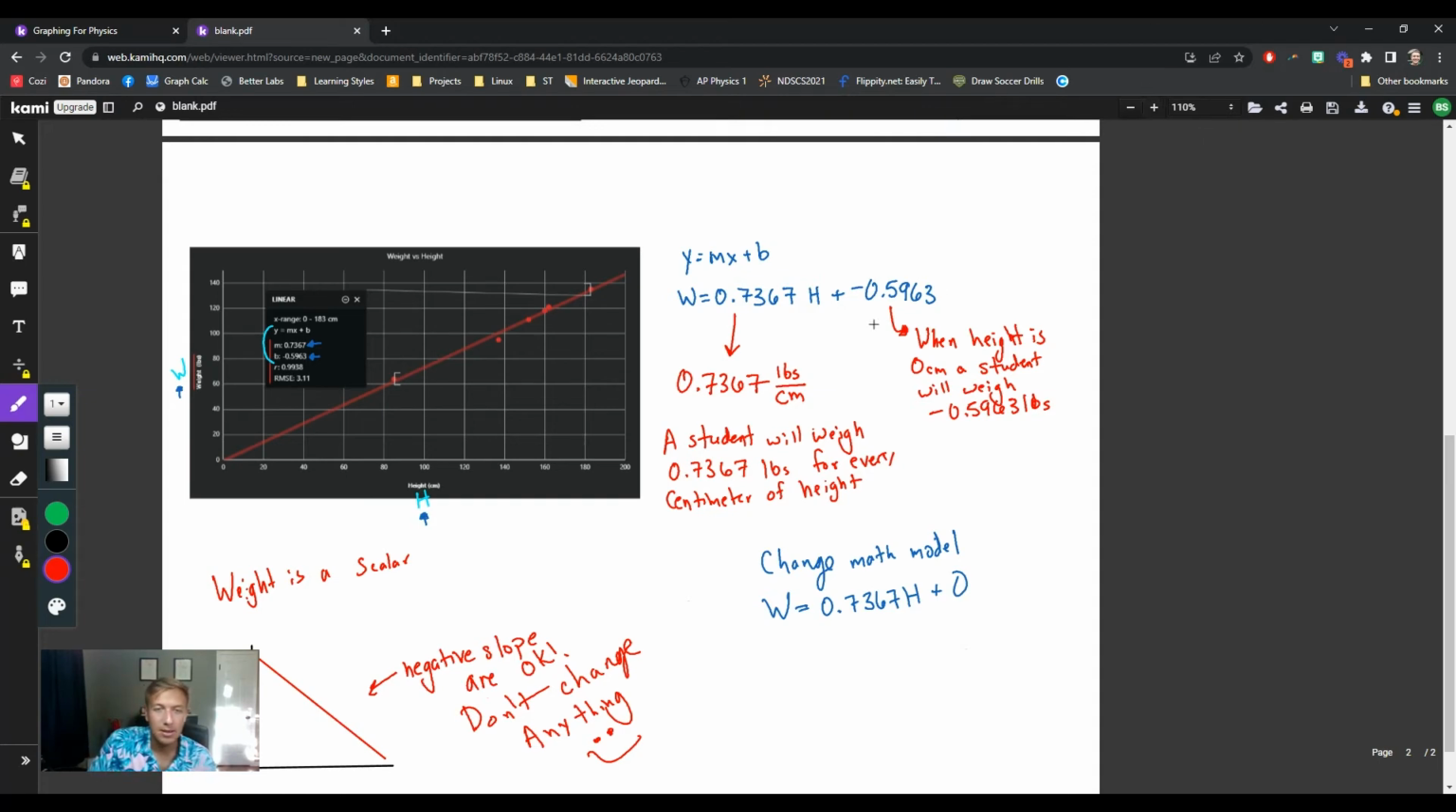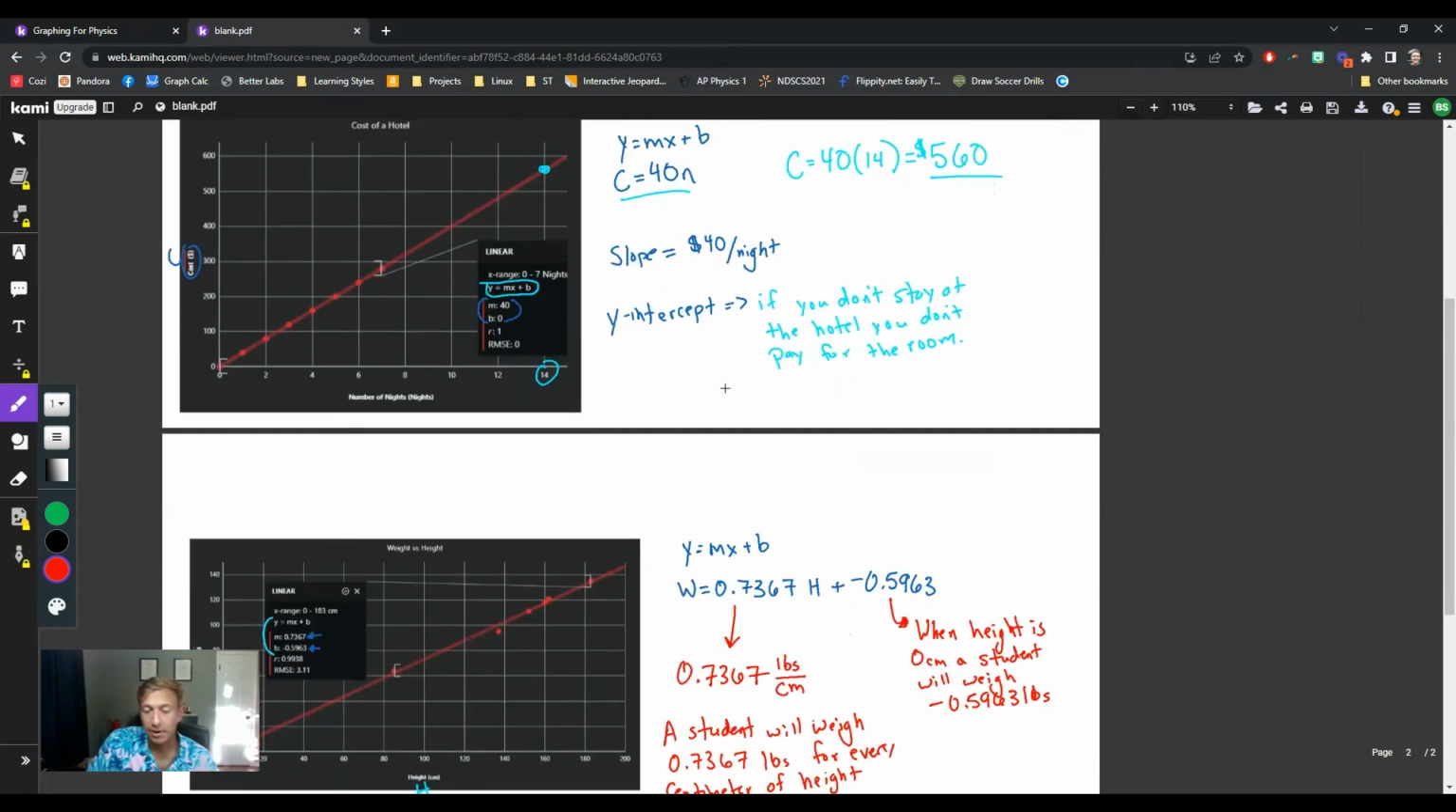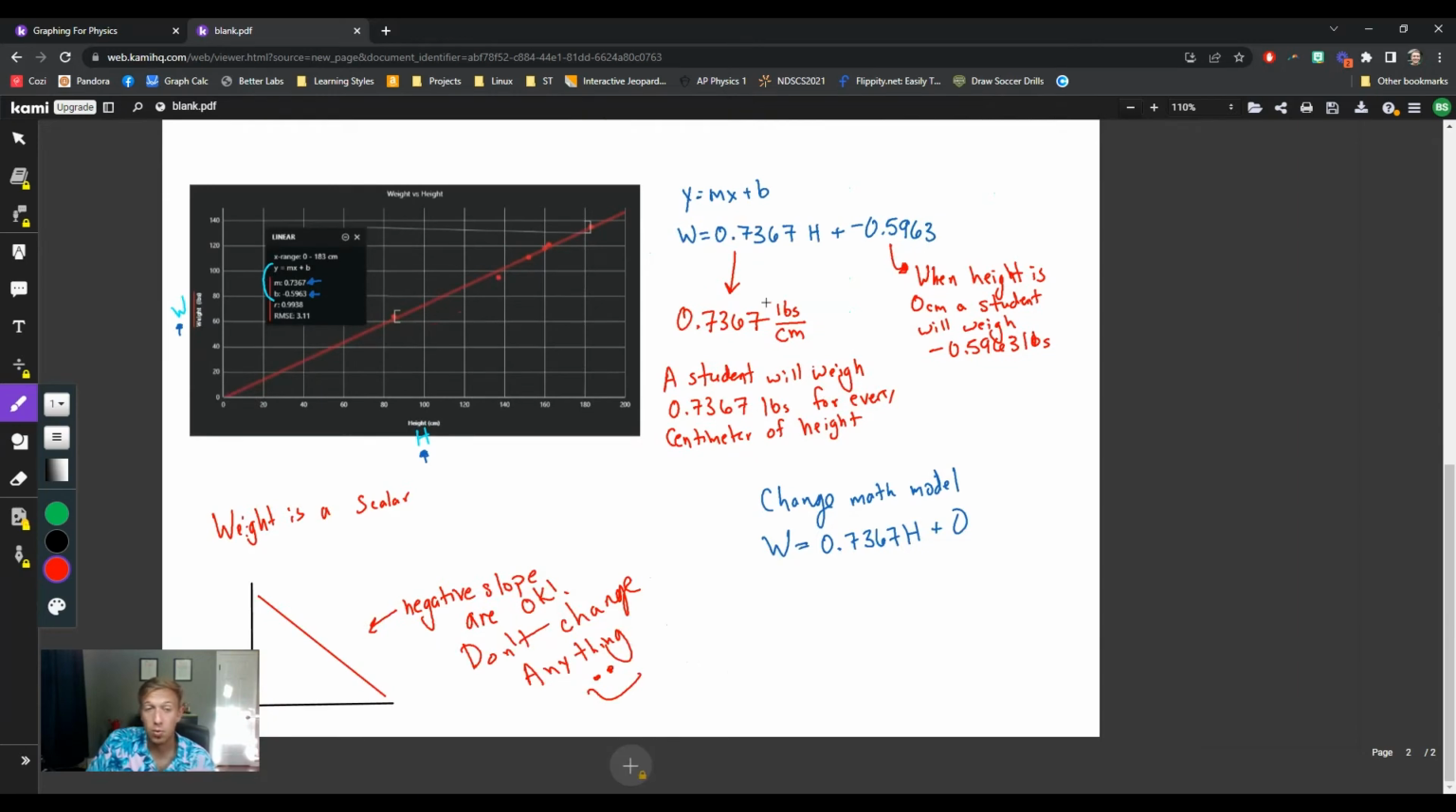How many dollars per night, right? Whatever that relationship is. Also, the y-intercept, the starting point. When something is zero, when we start out, what's our value? What's our starting point? Those are the two big things in being able to understand those. And we get those both from our math model.